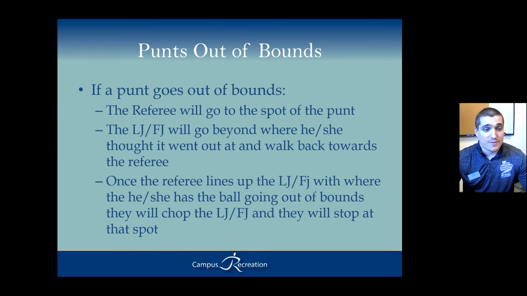The line judge or the field judge, typically the field judge all the way in the back, will go beyond where they thought the kick went out of bounds, and then walk back towards the referee along the sideline. When the referee thinks they are at the point where the punt went out of bounds, they're going to chop their arm and let the field judge or line judge know that's where they can stop, and then hold that spot so that they can move the pucks and put them there. We'll see a clip from a professional game as to what that looks like.